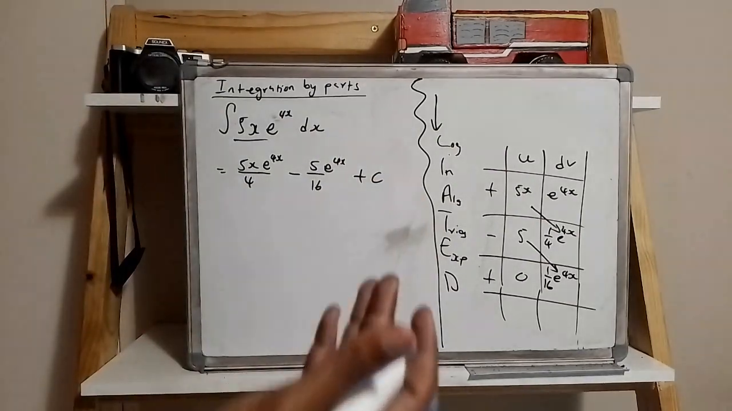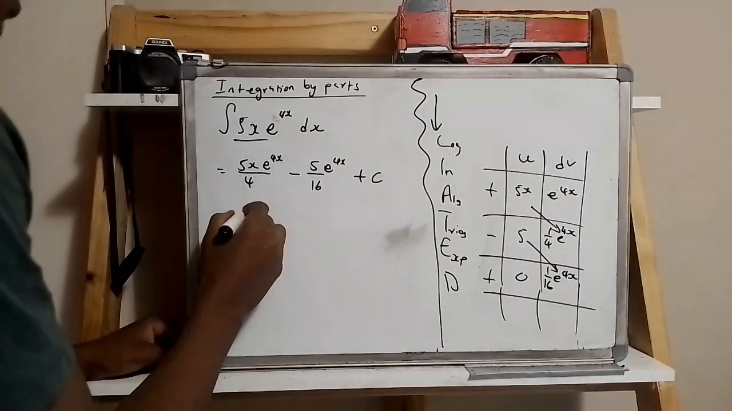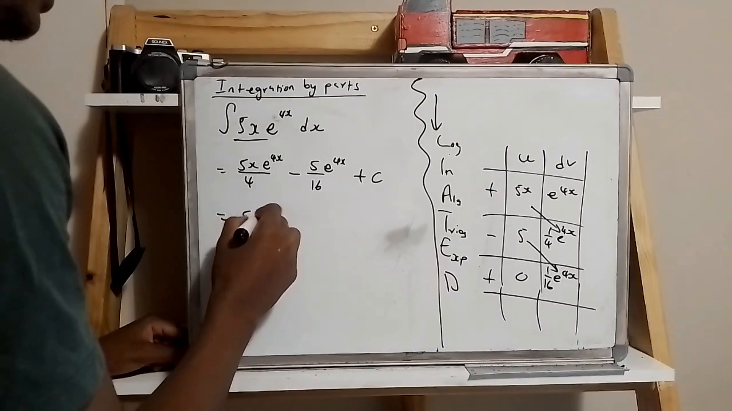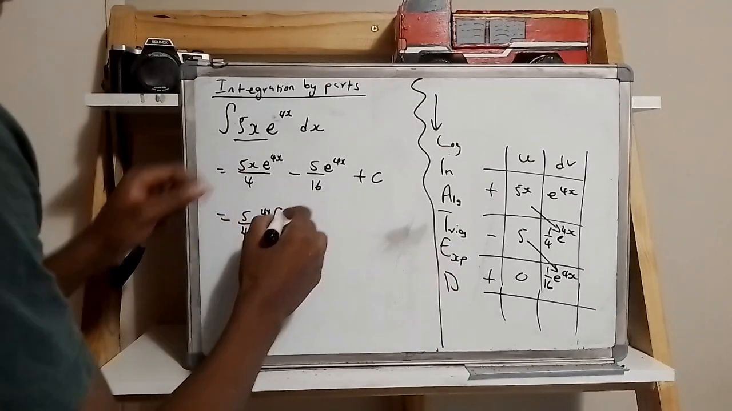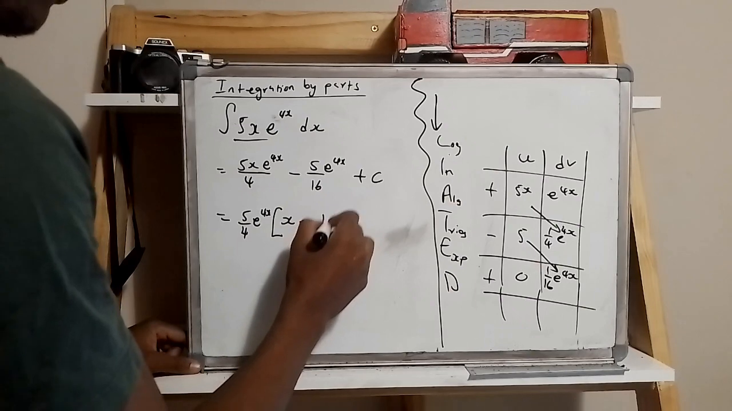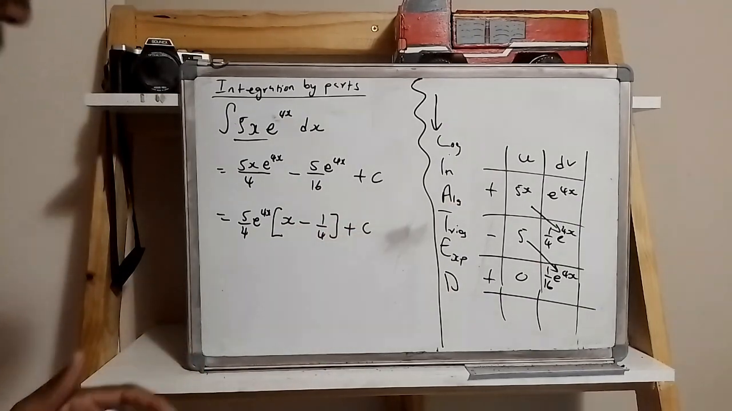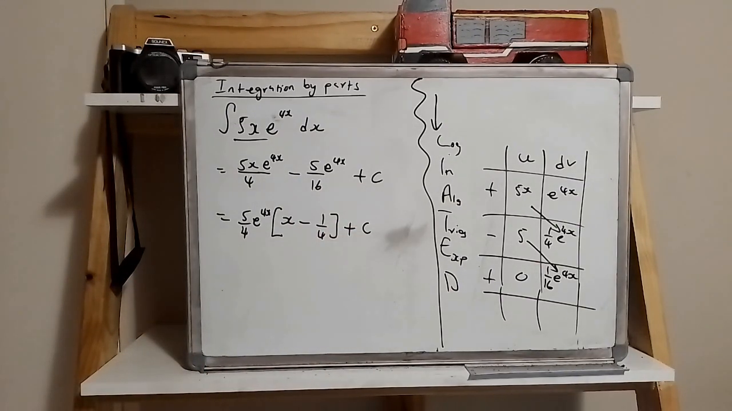You can take out the common factor, which is 5 over 4 e to the power 4x. In bracket, I'll be left with x minus 1 over 4, plus c. As easy as that, I've integrated my question by parts.